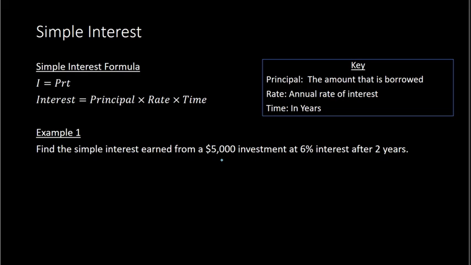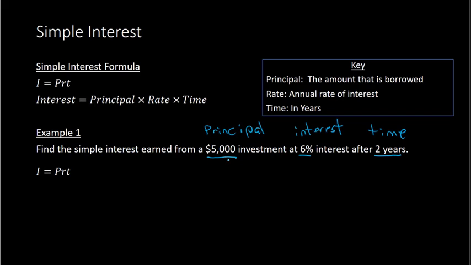So example 1: find the simple interest earned from a $5,000 investment at 6% interest after 2 years. So you're investing $5,000, you're earning 6% interest, and you're investing for 2 years. The interest that is earned is found by taking the principal times the rate times the time. This $5,000 is the amount that is borrowed, or in this case, the amount that is invested. This is your principal. This 6% is your interest rate. And 2 years is your time.